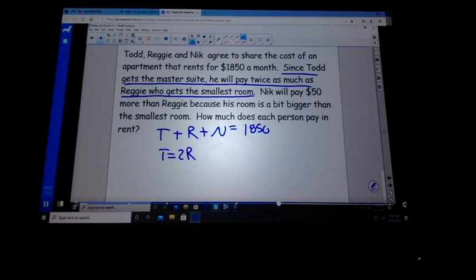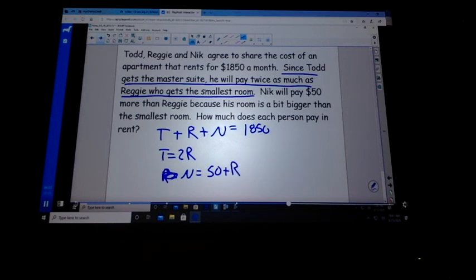Okay, then it says Nick will pay $50 more than Reggie. So Reggie equals... Oh, I'm sorry. Nick pays $50 more than Reggie. 50 plus Reggie. Okay, we can go ahead and start solving this problem now.